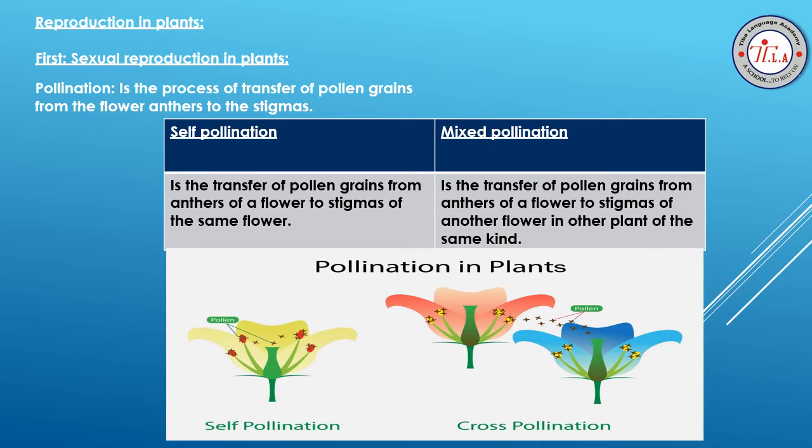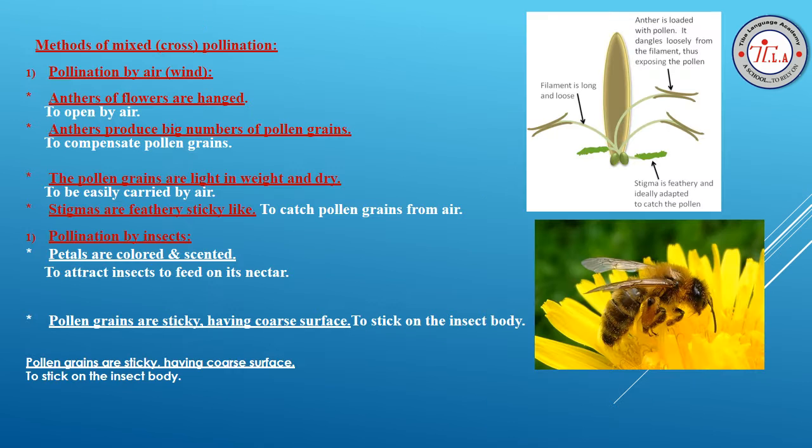But cross-pollination is the transfer of pollen grains from the anther of a flower to the stigma of another flower, in another plant of the same kind. So we talk about the methods of cross-pollination. Number 1, we can make pollination by air. The plant can make pollination by air or by wind.